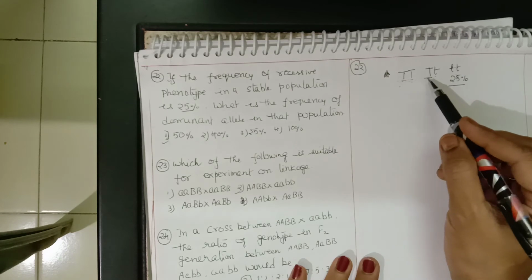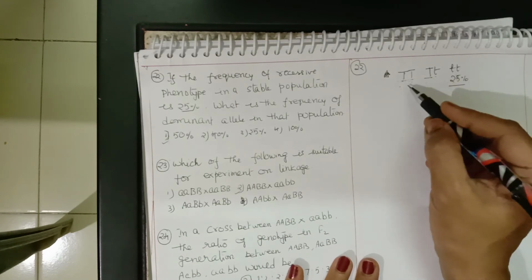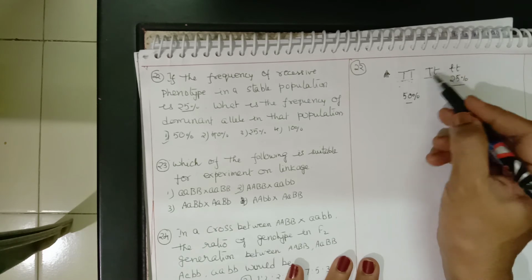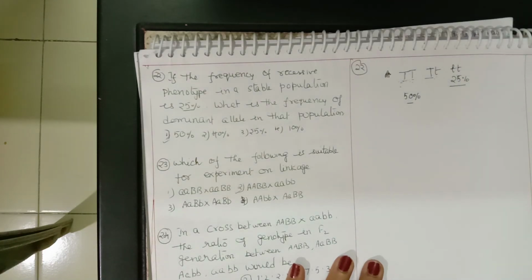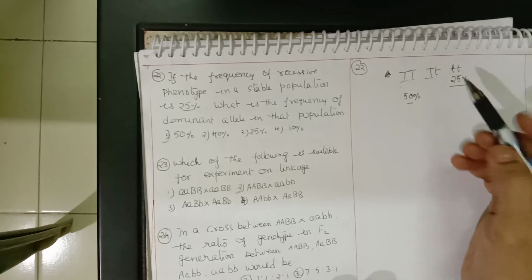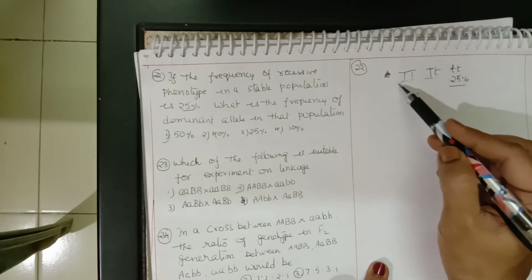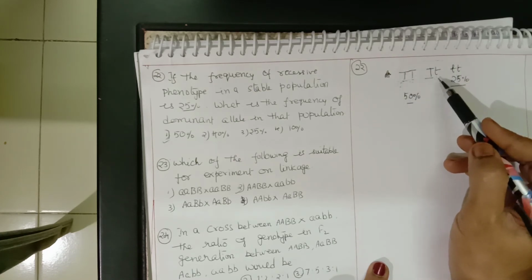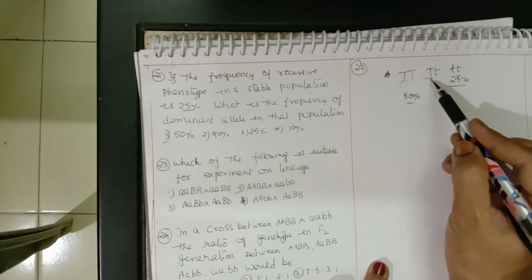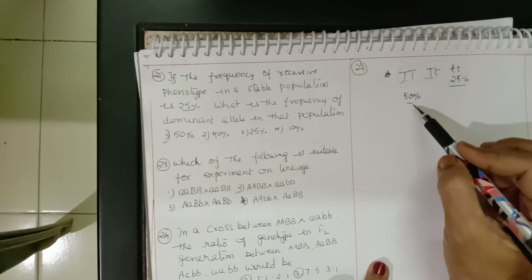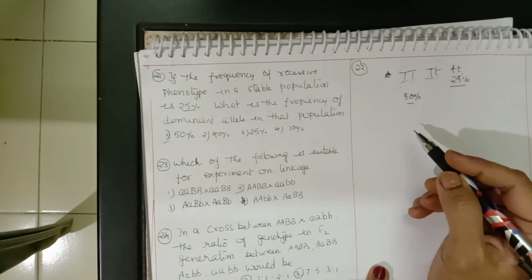So frequency of dominant allele, we have to take it as 50%, because out of 6, 3 are dominant. Similarly, it will be the frequency of recessive allele also. It will be 50%. I hope you have understood this. We are taking based on the total alleles present here in this ratio, which are 6. Out of the total alleles, 3 are dominant, 3 are recessive. So frequency or percentage of dominant allele will be 50%.